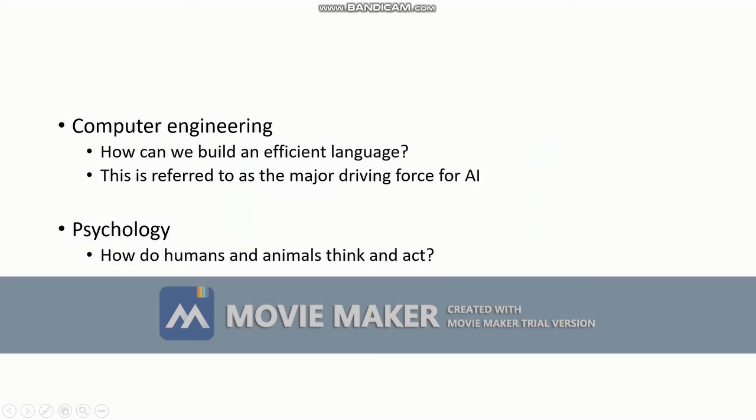Next building block is computer engineering. Here we want to know how can we build efficient computers that will perform their best. And this is the most important building block of AI, computer engineering. This is referred to as the major driving force for AI. The next one is psychology. Psychology, because we are trying to create AI systems which act or think like humans. So it is very important to know how humans and animals think and act. So this question comes under psychology.